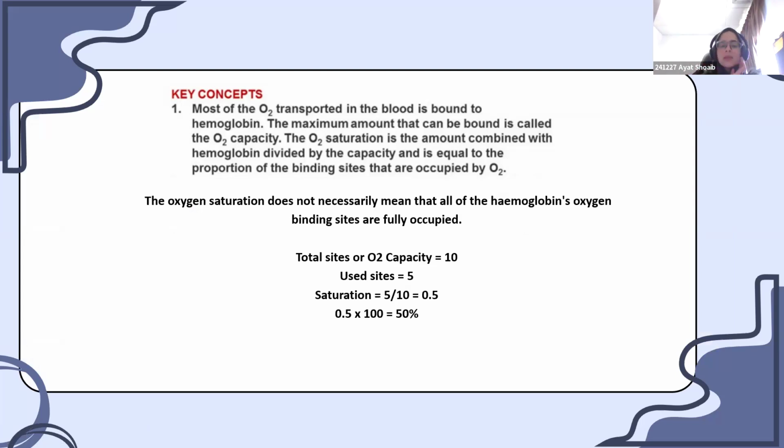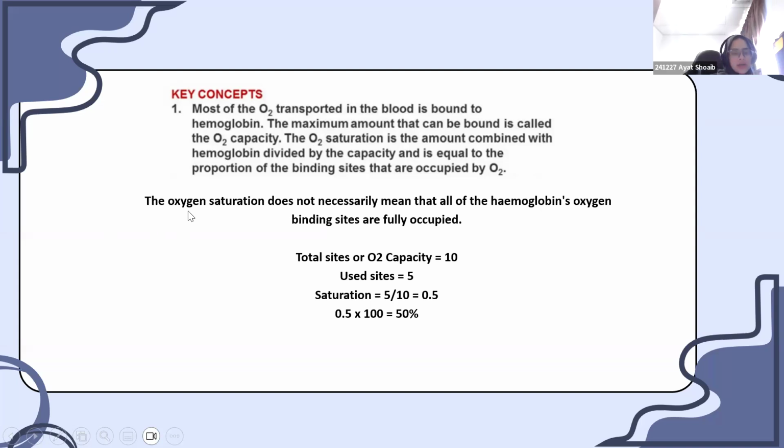Okay, and the maximum amount that can be bound is called the O2 capacity, like we talked about. O2 capacity is the maximum amount that can be bound. It's the total capacity, right? Okay. O2 saturation is the amount combined with hemoglobin. Okay, this was the confusing part. I was like, what is this? It is the amount combined with hemoglobin divided by the capacity, and it is equal to the proportion of the binding sites that are occupied. Okay, all of that.